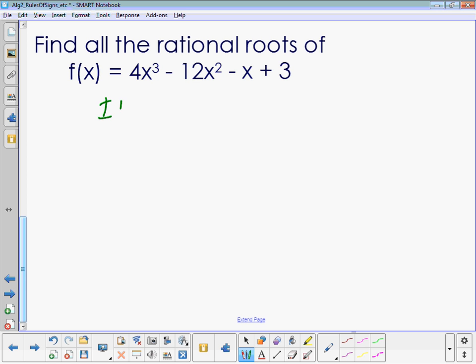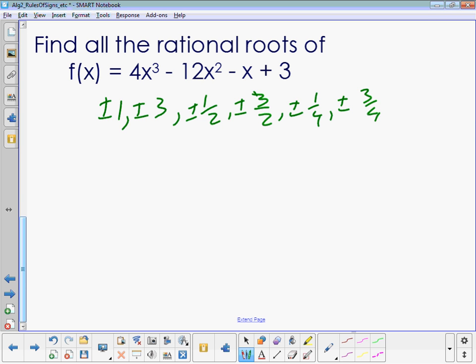We know there are positive and negative 1, positive and negative 3, positive and negative 1/2, positive and negative 3/2, positive and negative 1/4, and positive and negative 3/4. So those are all our possible rational roots. Those are the only numbers we need to check to see if this is going to work.